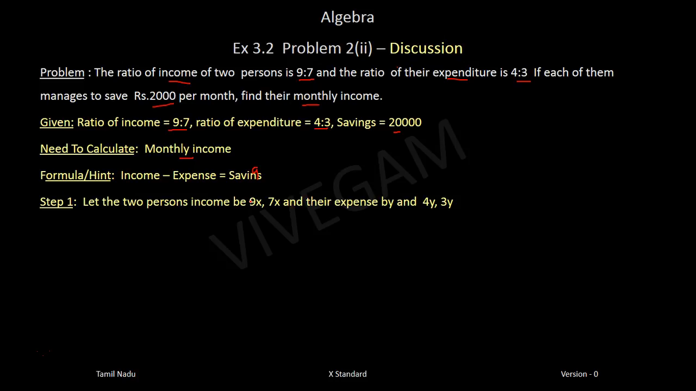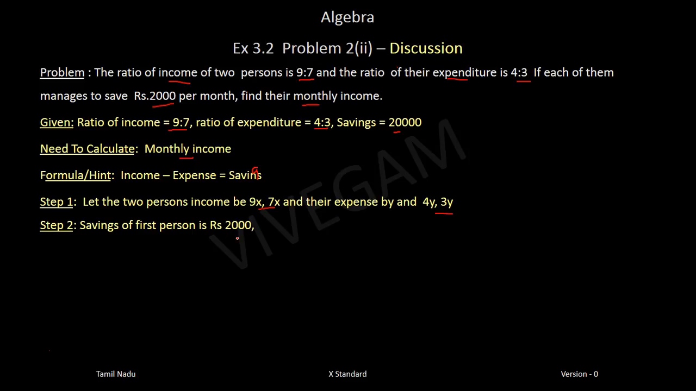So, step 1, let the two persons' incomes be 9x and 7x, because they say it is in the ratio of 9:7, and let their expenses be 4y and 3y, because again they say the ratio of the expenses. Whenever a ratio is given, this is the way it needs to be worked out. Now we have the income and the expense of the two persons, so all we need to do is substitute those in this equation.